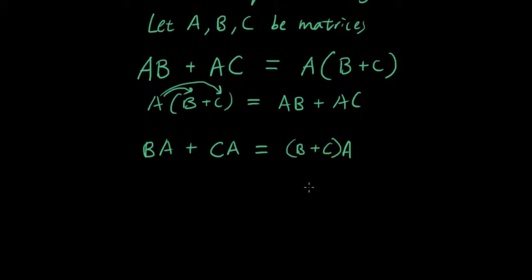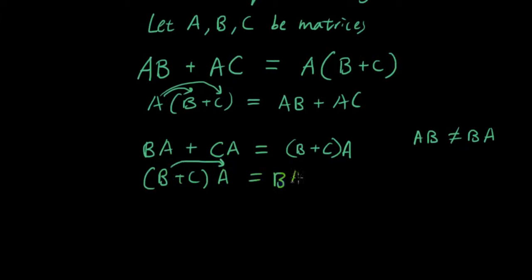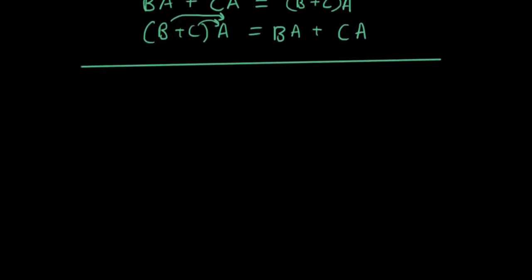Okay, so if you put the A at the front, this will work with numbers but not with matrices, because remember, with matrices, AB does not equal BA, right? Matrices in general are not commutative, so that's why you have to put the A at the back. And then similarly, if you put B plus C bracket A, you would go B times A is BA, C times A is CA, and so on. Okay, so this is the distributive law.